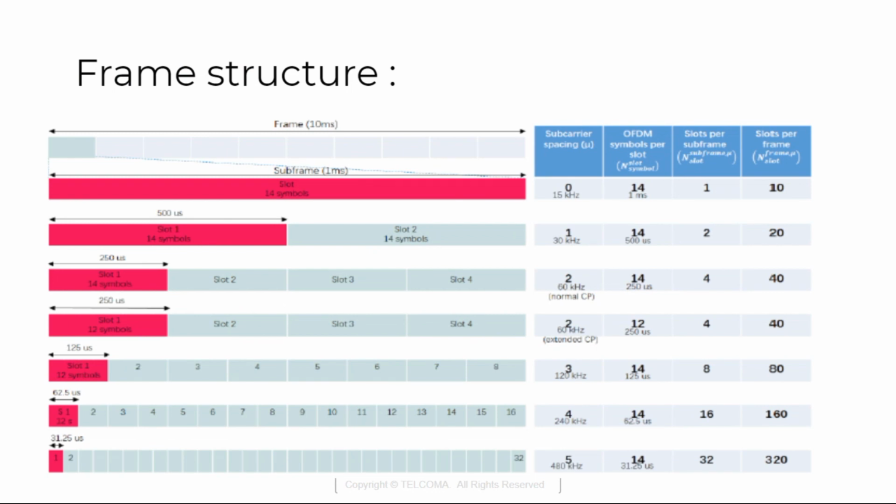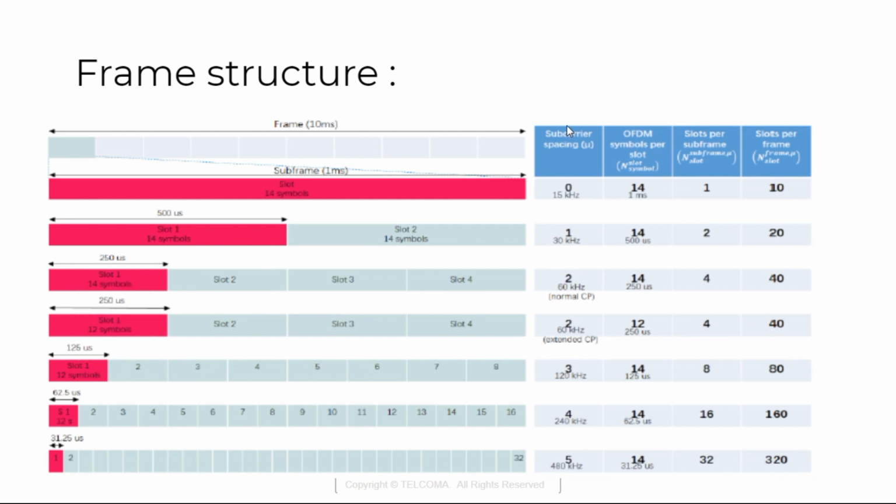Like this, frame structure is also required to be modeled. We can see this is a frame structure and this is of 10 millisecond, and we are having 10 subframes, so one subframe is of 1 millisecond. So this one millisecond subframe contains a slot having 14 symbols, divided into two of 500 microseconds, slot 1 and slot 2, both having 14 symbols. Again divided into four parts of 250 microseconds, each slot having 14 symbols.